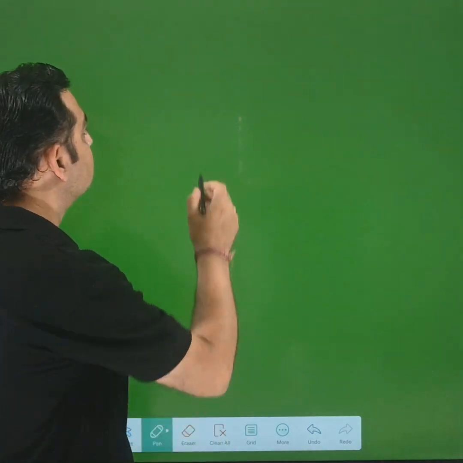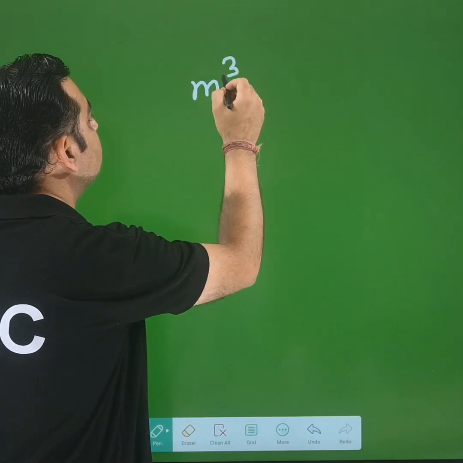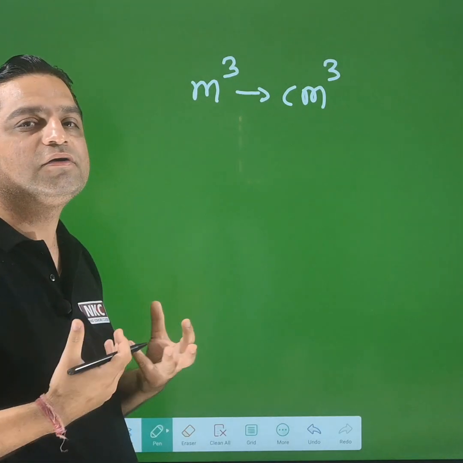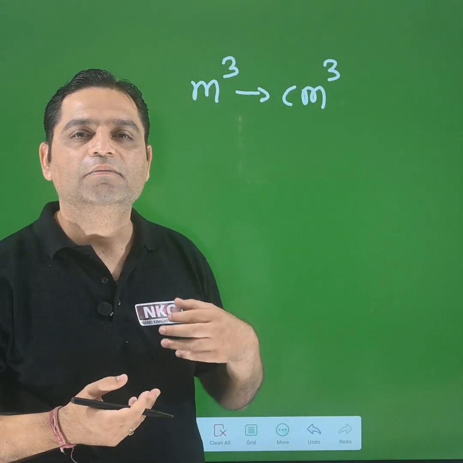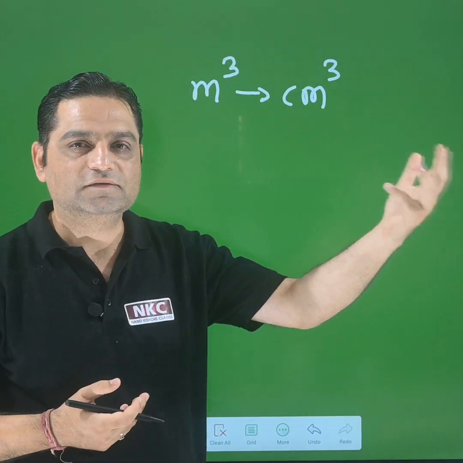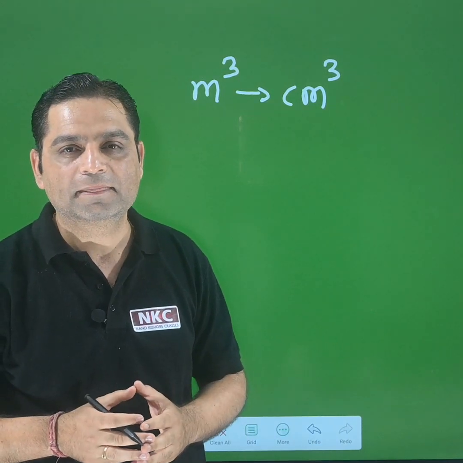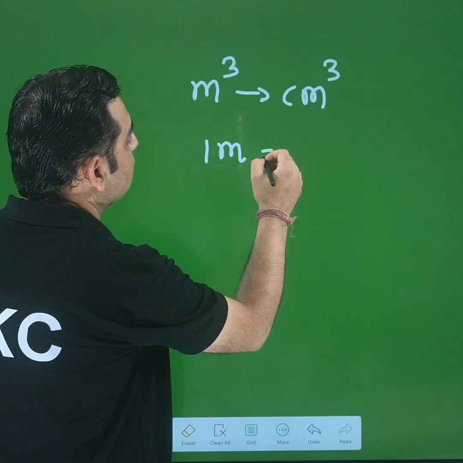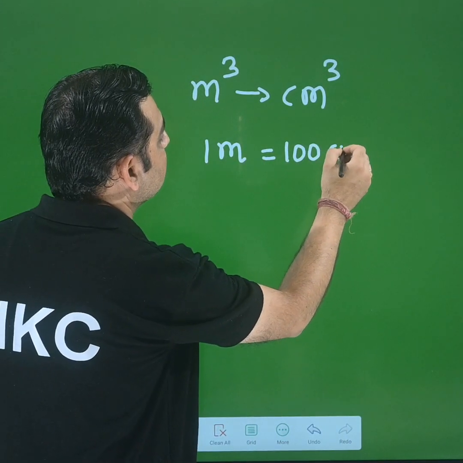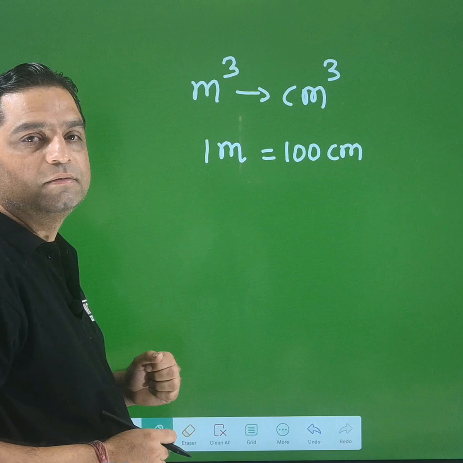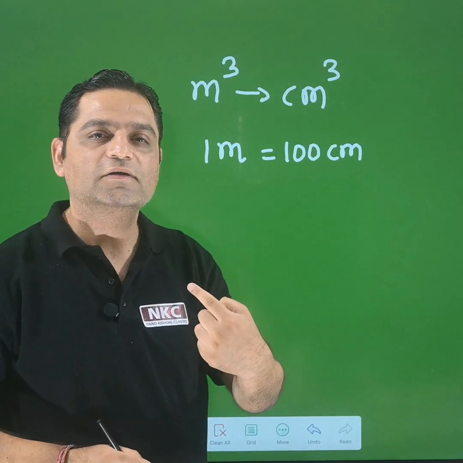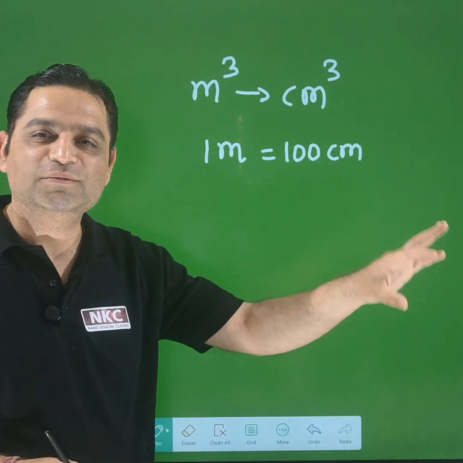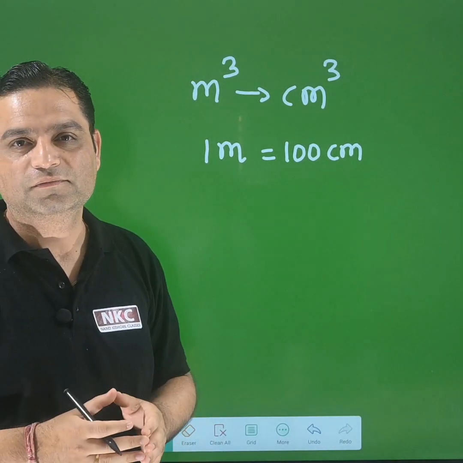Now the question arises, sir, how to convert from meter cube to centimeter cube? By chance I have meter cube as an answer, but I want to write my final answer as centimeter cube. Then do remember, everybody knows that 1 meter is equal to 100 centimeter. But most of the students make a mistake. They consider 1 meter cube is equal to 100 centimeter cube, which is wrong.